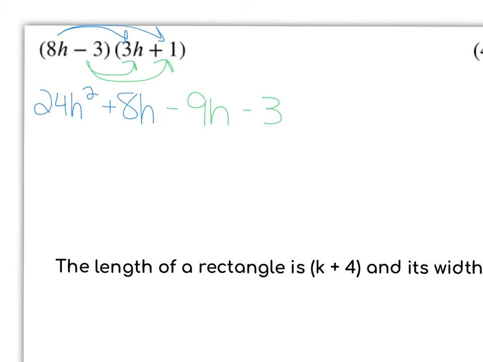I'm going to clean it up and combine my like terms. I get 24h squared, plus 8h and a negative 9h, which is negative 1h, or just minus h, and then minus 3.